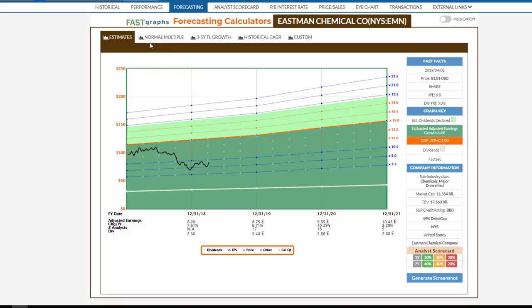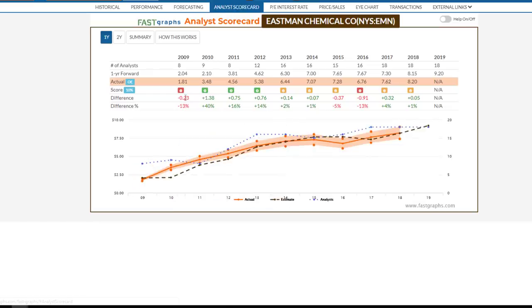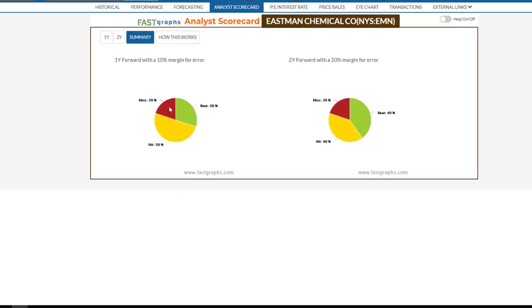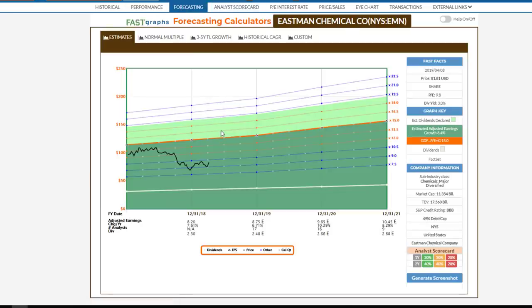Because this company is a little less cyclical, I do want you to notice the analyst scorecard here is a little better. The company still missed estimates 20% of the time in a 1 year and a 2 year forecast. But the point being is you might have a little more confidence that these estimates might be closer to actuals, to actually happening than we saw with some of the others.